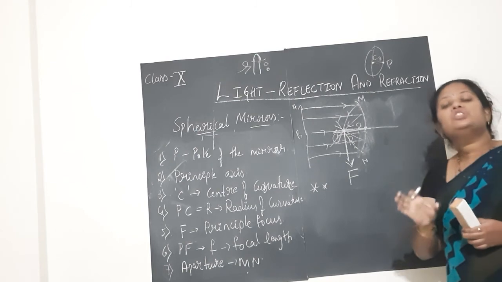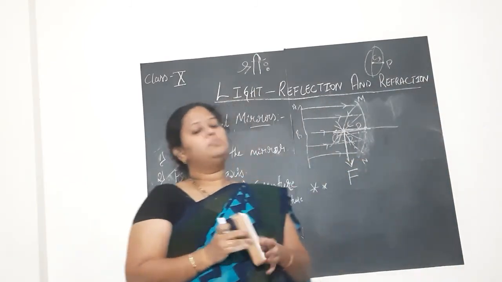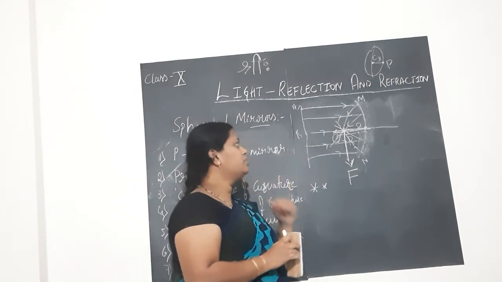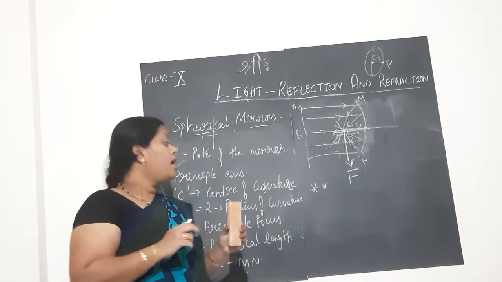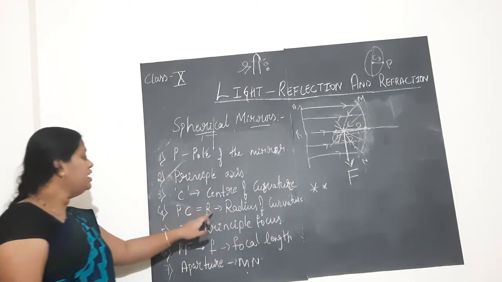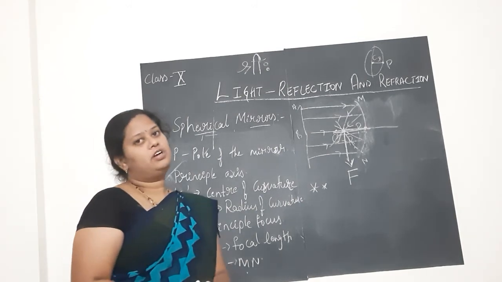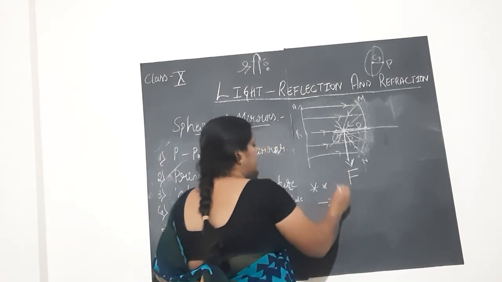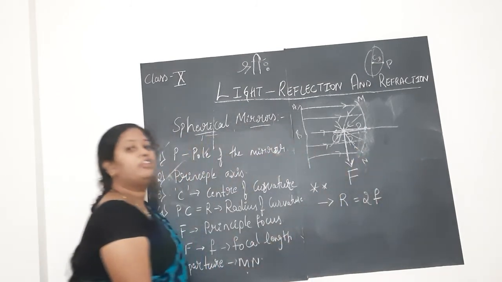We choose such types of spherical mirrors. Please keep this in mind. So, that is one point. Next, there is a relationship between this R, the radius of curvature, and small letter f, which is the focal length. What is it? The radius of curvature is always twice the focal length.